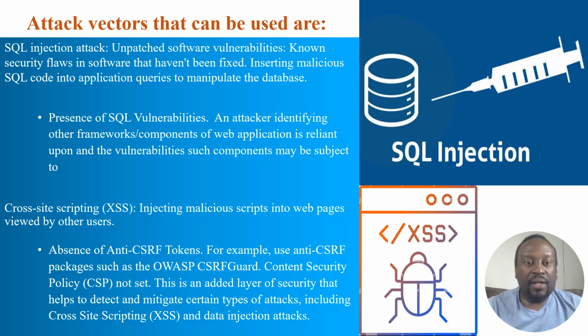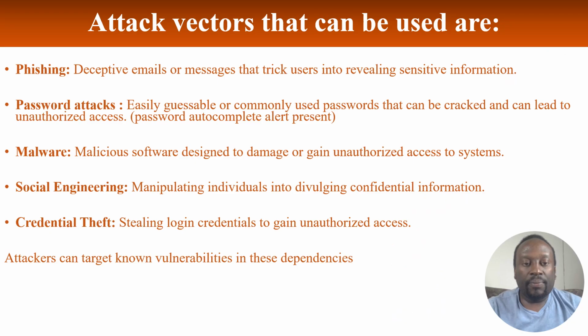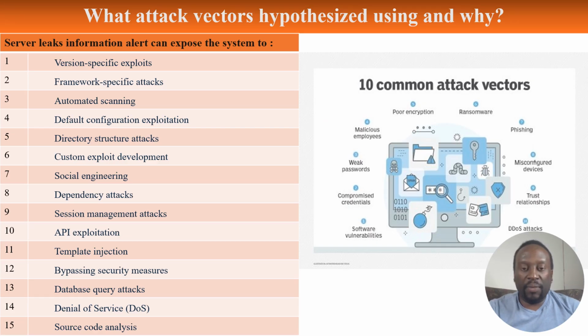After analyzing the scan results, there are several attack vectors that can be used to attack this system. These include SQL injection attack, cross-site scripting, phishing, password attacks, malware, social engineering, and credential theft. Attackers can target known vulnerabilities in these dependencies. The information leaked by the server can be used to design specific attacks, which include version, framework, and other dependency attacks.